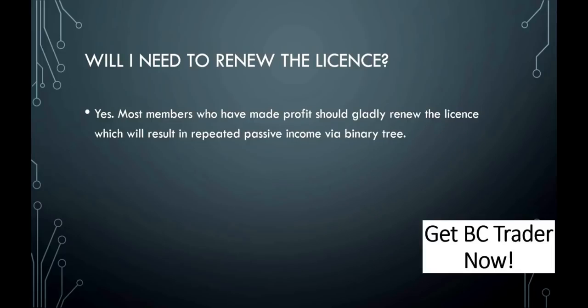Will I need to renew the license? So yes, Russ mentioned, and I also mentioned earlier on, most members who have made profits should gladly renew the license, because even under bad scenarios, you should be making money more than half of the year, which will result in repeated passive income via the binary tree. So at the moment for mining contracts, it's a one and done. You sell a mining contract to somebody. Once they buy the mining contract, they're mining, they are doing repurchases, so you're making some minor income from the repurchases, but no more from the cycling unless they rebuy more contracts.